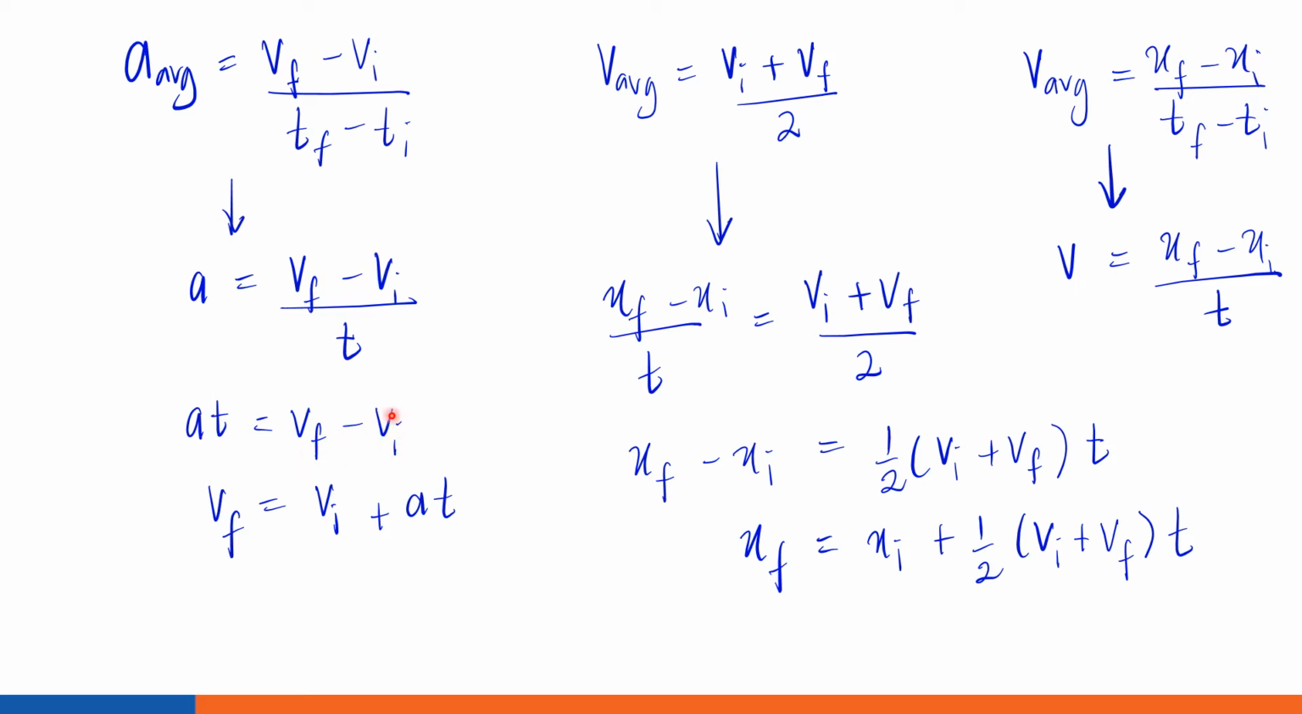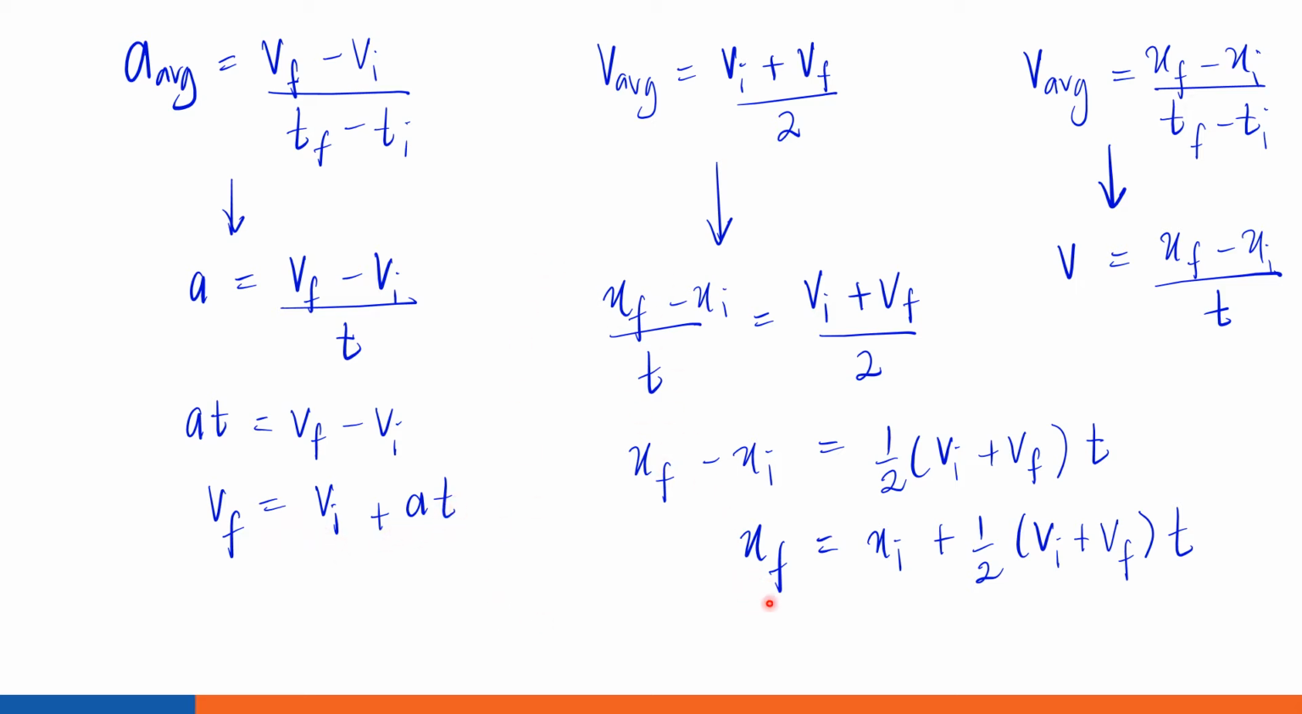If I were to bring Vi to the other side, it is going to change its sign and it will be positive. So if we rearrange the formula, we're going to obtain the first kinematics equation, which is V final is equal to V initial plus at.